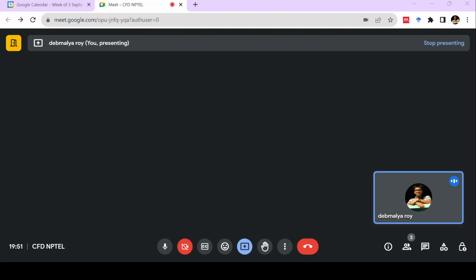So statements 1 and 4 in this case are the correct statements. Sorry, statement 1 was not correct. So only 4 was correct, because we discussed that CTCS does not have a higher order of accuracy.